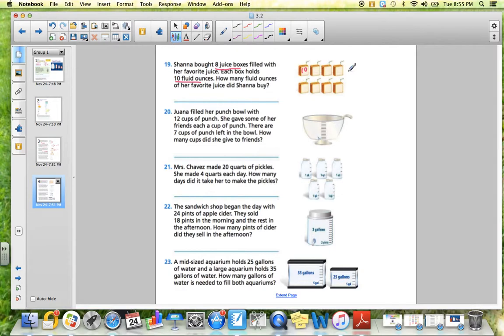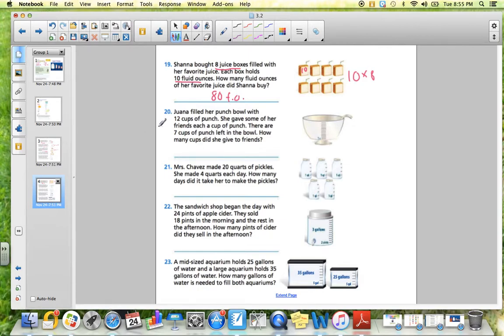So an easy way for us to find the answer to that would be 10 times 8. And our answer would be 80 fluid ounces. And I'm just going to abbreviate, but I want you to write out fluid ounces.